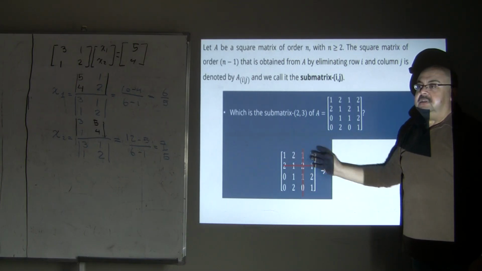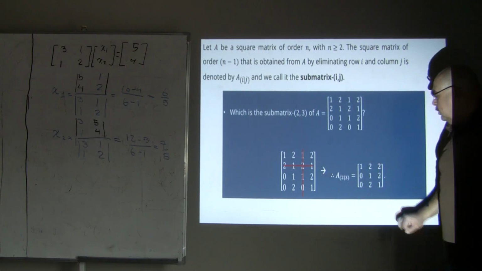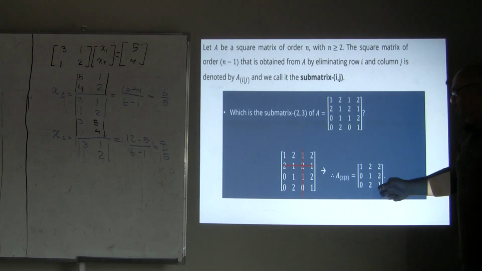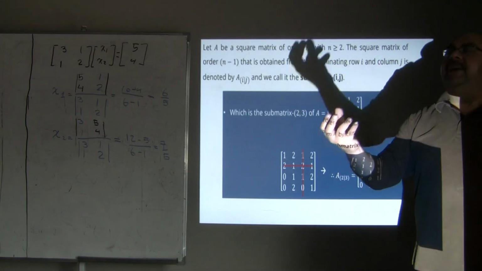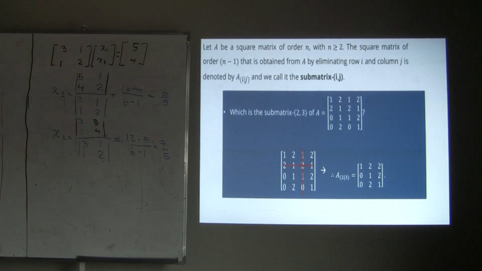Then the rest is going to be your matrix, which is simply 1, 2, 2, first row, then 0, 1, and 2, then 0, 2, and 1. Okay? And this is an introduction. I'm repeating the previous slides. That's an introduction on how to evaluate the submatrix or the cofactor.